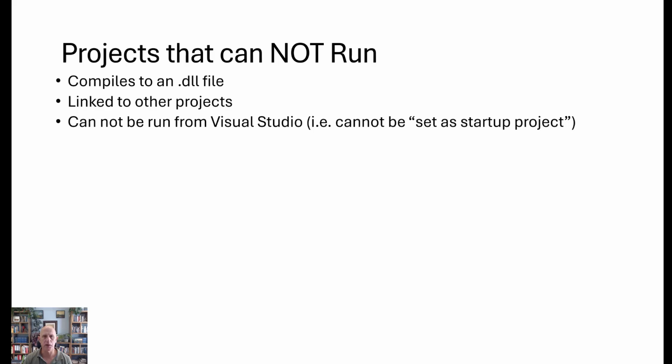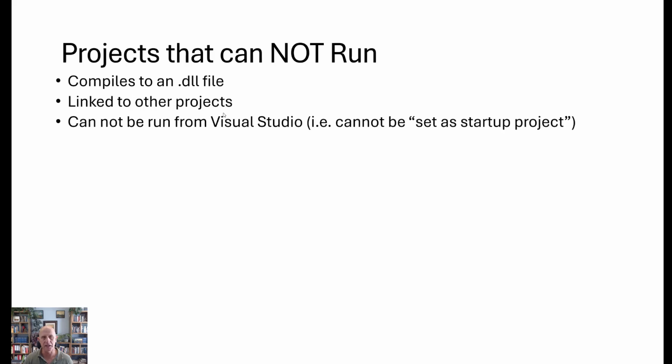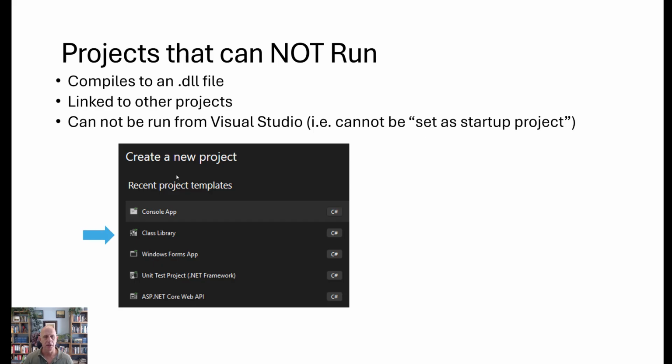So if we look at the projects that you cannot run directly, these projects generally compile to a file with a DLL extension. Whereas those that can run compile to an exe extension. So projects that cannot run will compile to a DLL file. They can be linked to other projects and they cannot be run from Visual Studio directly. So you can't really set them as a startup project and then run them. So these would be the class library and also the unit test project.